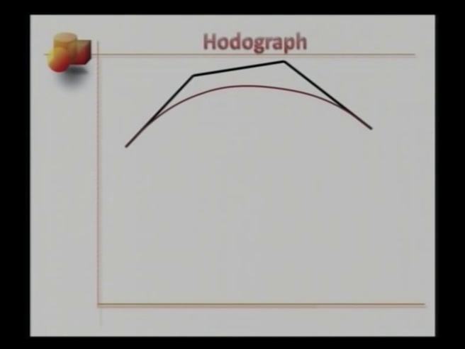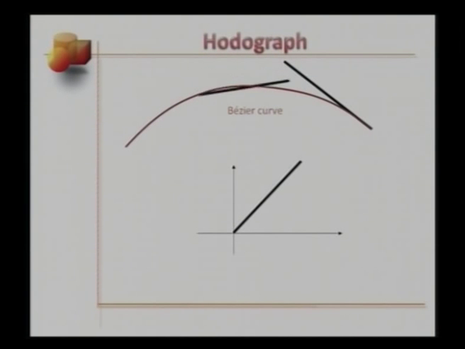How would a hodograph look? Let's consider a cubic Bezier segment. Notice that these vectors are free vectors. This is p1 minus p0, p2 minus p1, and p3 minus p2. This would mean that I can move around these vectors any way I want. This curve is a Bezier curve. Let's move these free vectors at will.